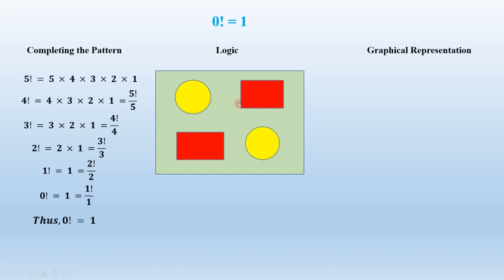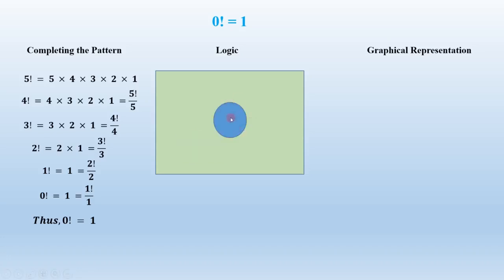So we have two shapes. 2 factorial means we can arrange these two shapes or two objects in two different ways. The first way, which is shown above, and the second way, which is shown below. Now let's try to arrange one object. In this case, we have a circular shape, and it can be arranged in only one way. So 1 factorial is equal to 1.